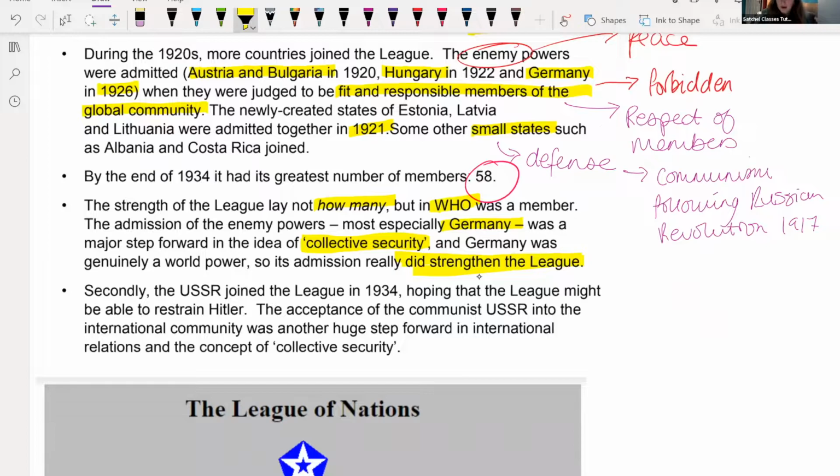Now, it won't surprise you to learn that Germany later leaves the League of Nations because Adolf Hitler has absolutely no intention of working with other countries, but for now, it's in there. So the USSR joins the League in 1934.